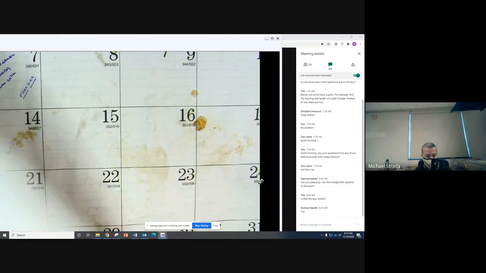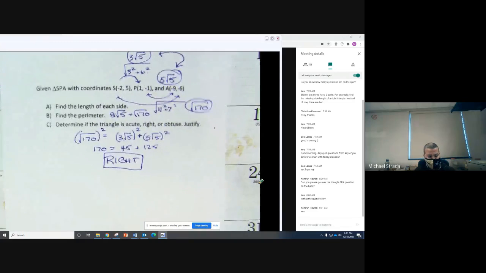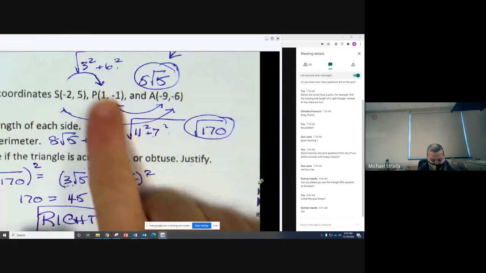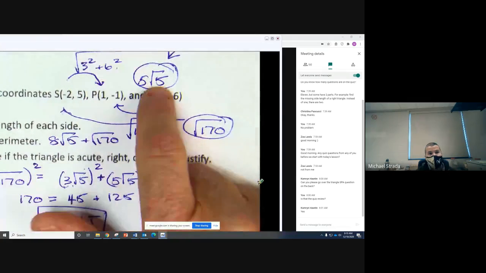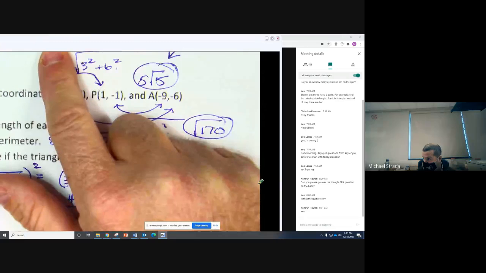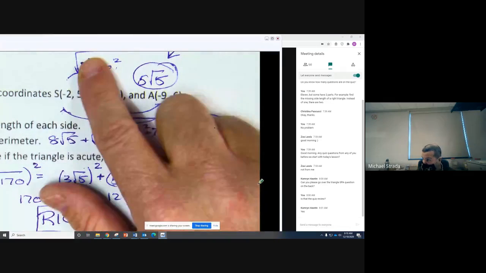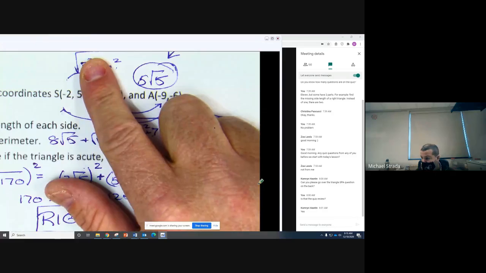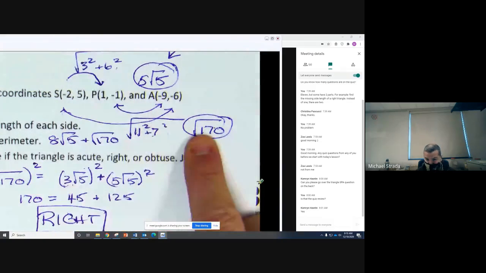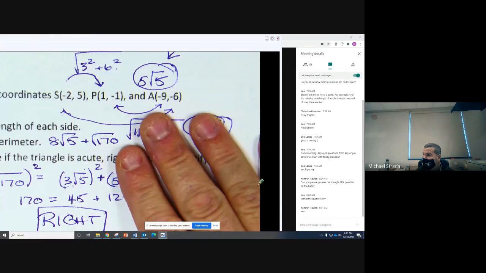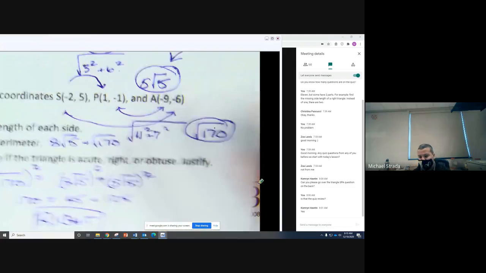The one thing I will tell you is this, ladies and gentlemen: these are exact answers, left in radical form. If it doesn't tell you to estimate, you leave it like that. You do not write 3.84121. That's not the exact answer. Those are the exact answers. Okay? Everybody good? All right, perfect.